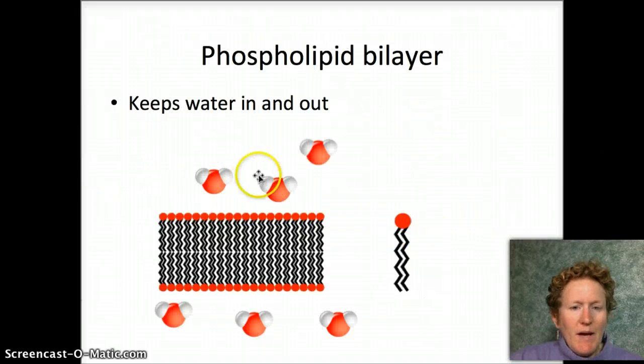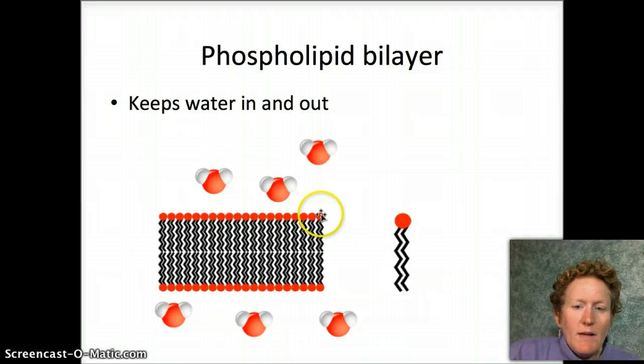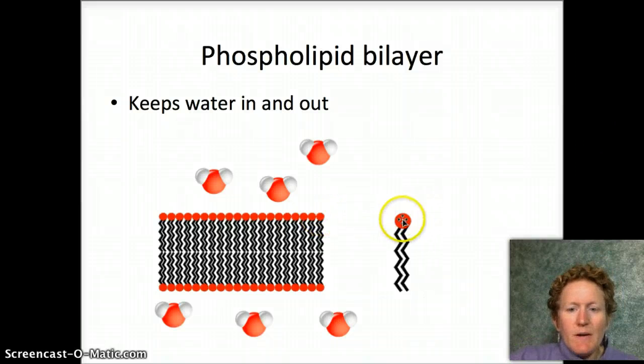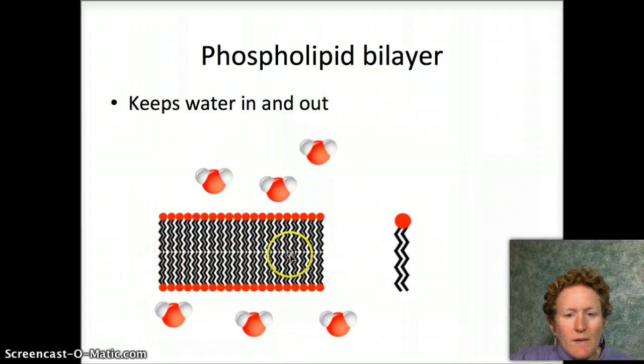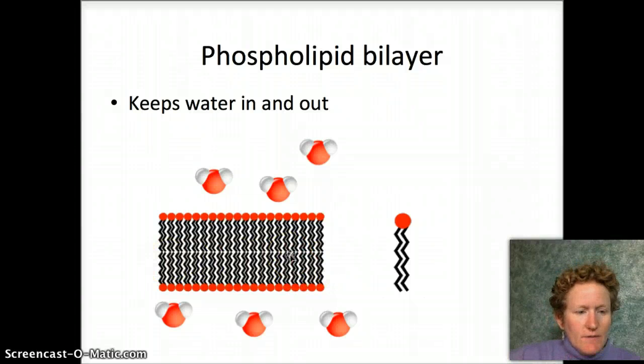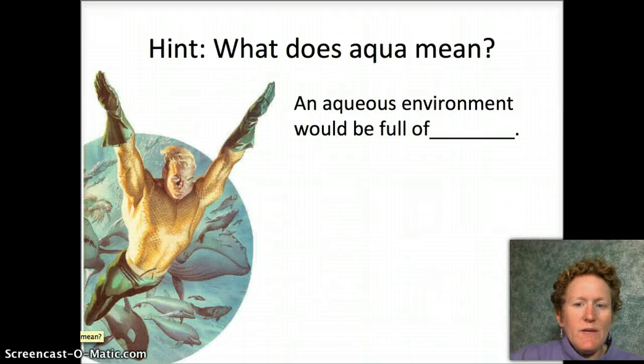The phospholipid bilayer is made out of a polar molecule, a phospholipid. This part is hydrophilic. It likes water, so it faces out towards the water on the outside of the cell and the inside of the cell. This part of the molecule, and there are a bunch of them together in the phospholipid bilayer, is hydrophobic. It doesn't like water. So all the tails of this polar molecule face in, away from the water, and it serves like a plastic bag around the cell. It keeps water out and it keeps water in. It helps the cell maintain an aqueous environment.